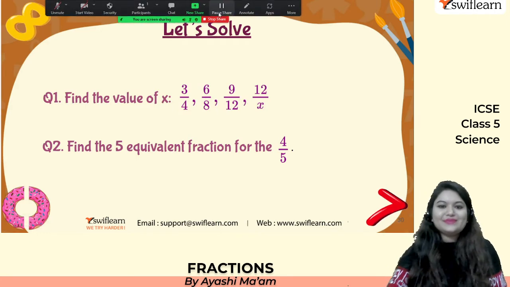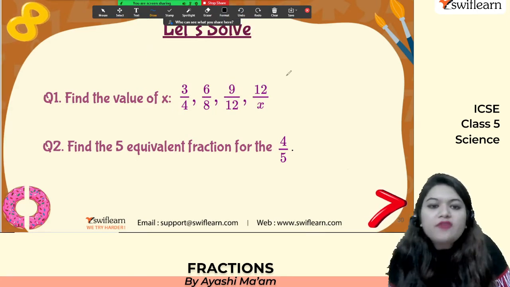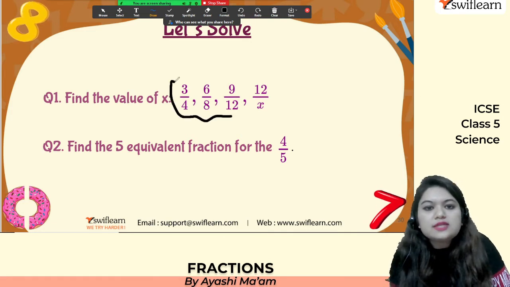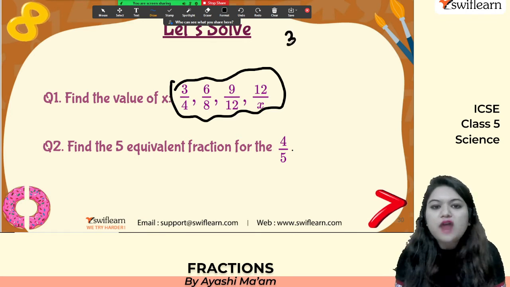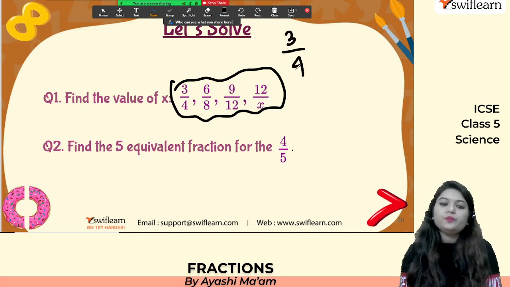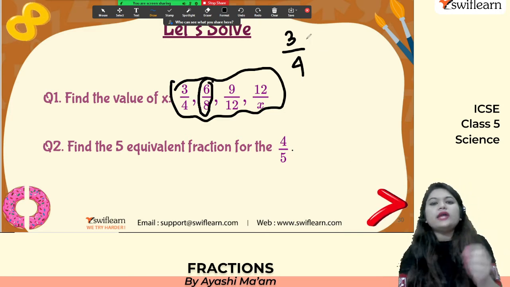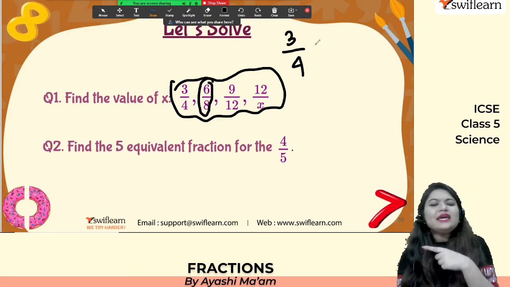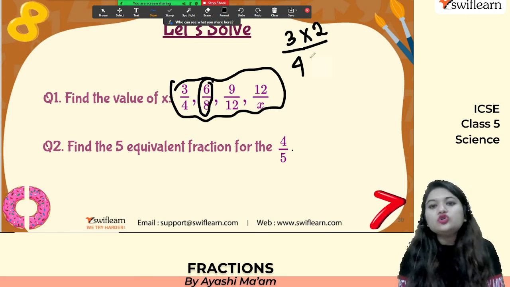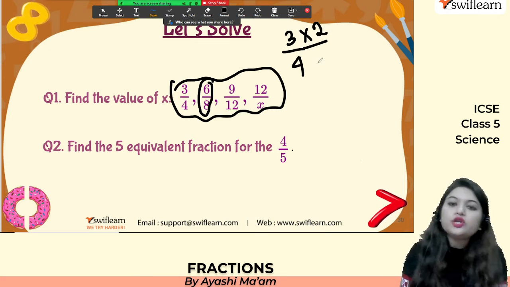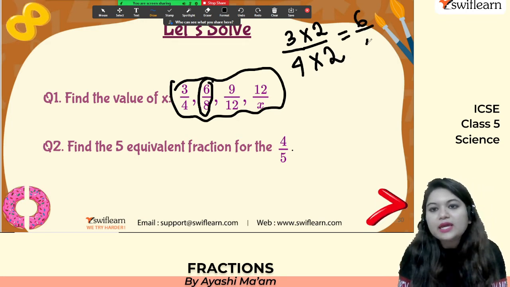Okay. Now, let's solve this. Let's see. So find the value of x. Here some relations are given to you and you have to find the value of x. The first fraction given to you is 3 by 4. From 3 by 4, they have taken 6 by 8. So how can you make this 3 into 6? See, just think of it. If you do 3 into 2, in the numerator you are doing into 2, so in the denominator also you have to do into 2. So you will get 6 by 8.